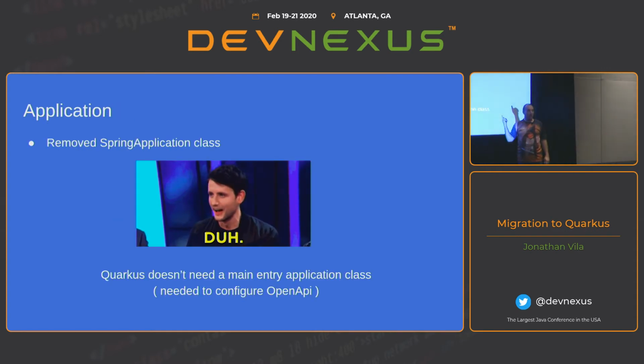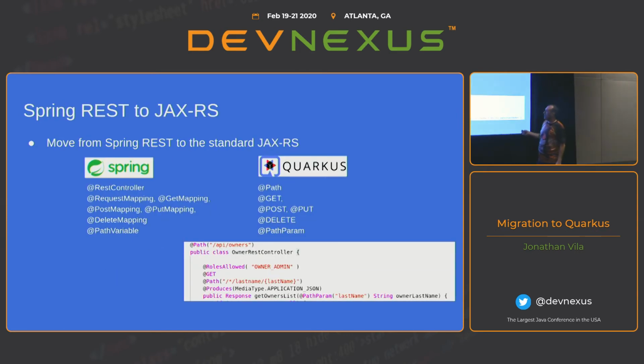We don't have a Spring application. Quarkus doesn't have main entry classes, but we can have some application classes that we will see later that we will use for defining OpenAPI characteristics. With the Spring REST, we've moved from REST controller, request mapping, get mapping, you see those, to the other JAX-RS annotations. So it's a matter of translating one to the other.